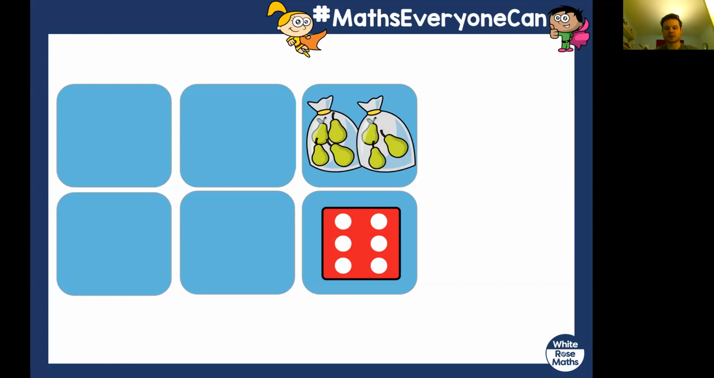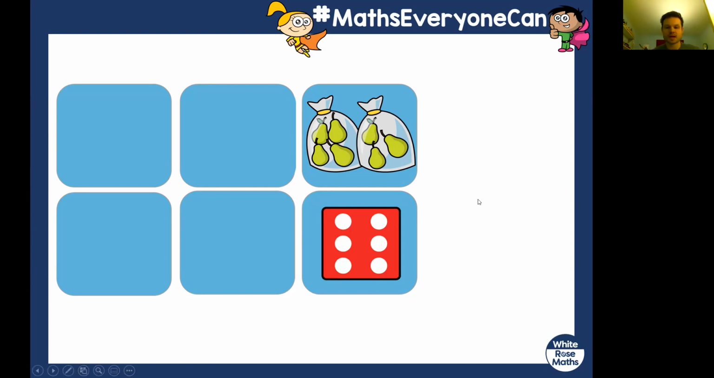Let's have a look. So the picture at the bottom, we have how many dots on the dice? We've got 1, 2, 3, 4, 5, 6. So the bottom one shows us 6. How many pairs do we have in the 2 bags? So we're looking at the number of pairs that we can see. Is it going to be 6 pairs like our 6 dots on the dice? Let's count them. We've got 1, 2, 3, 4, 5, 6, 7. So we've got a 6 and a 7. Those two numbers aren't the same, so they don't match.